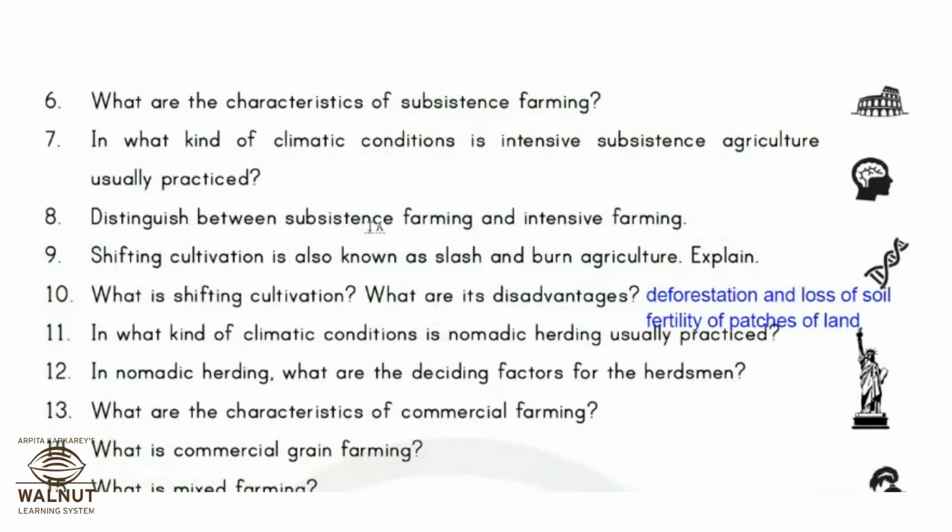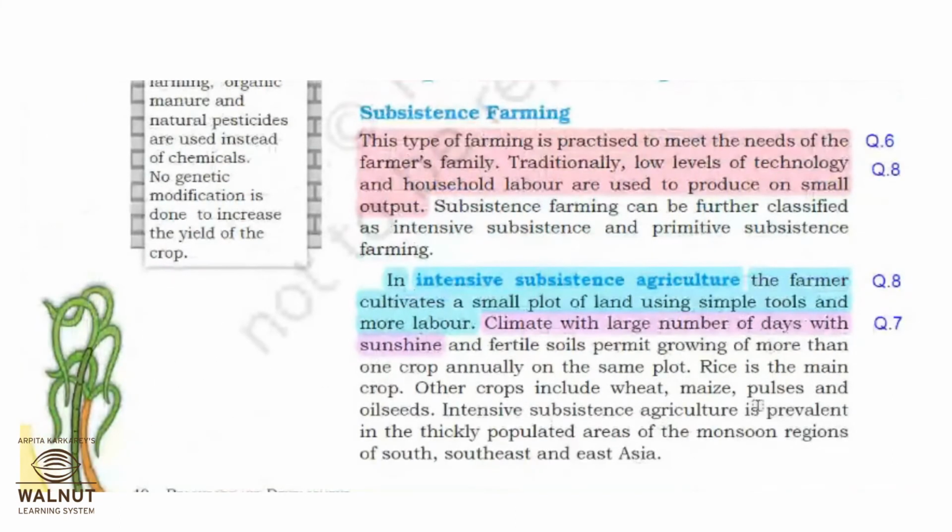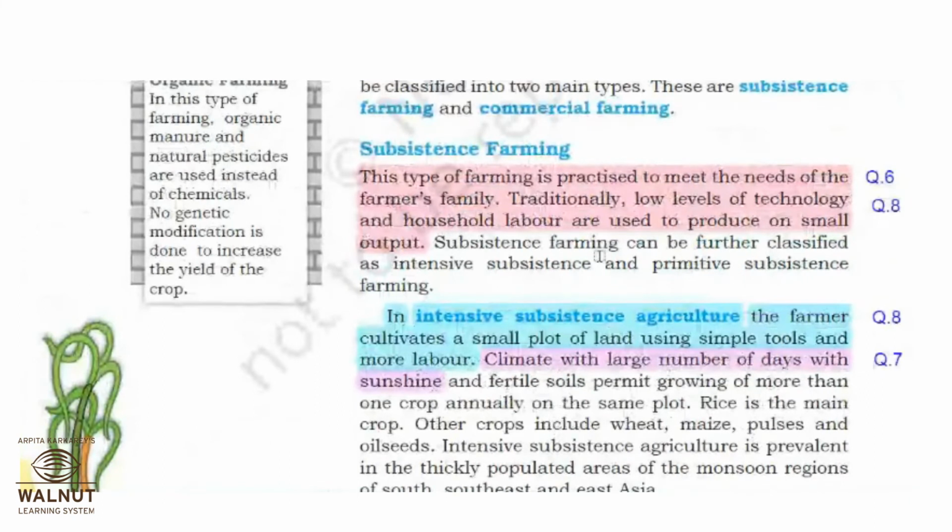Distinguish between subsistence farming and intensive farming. Subsistence farming is the main type and intensive subsistence farming is the subtype. Okay. So we have to write down the difference between them. So it is clear by 1 point only. So for point number 1, you have to write down the same which we have referred for question number 6. Okay, this type of farming is practiced to meet the needs of the farmer's family. Low levels of technology and household labor are used to produce a small output.